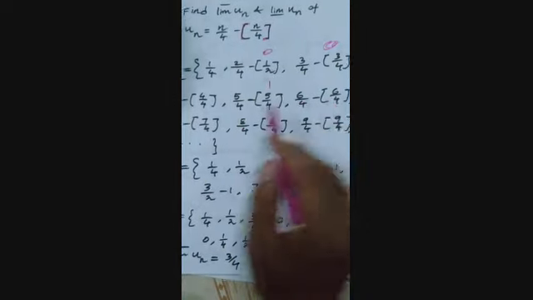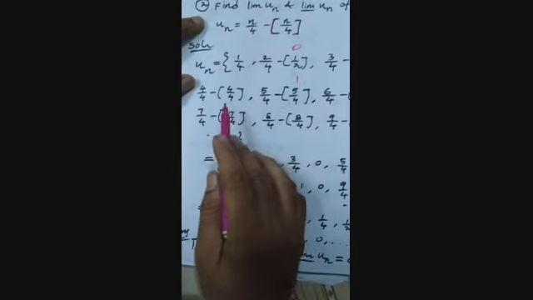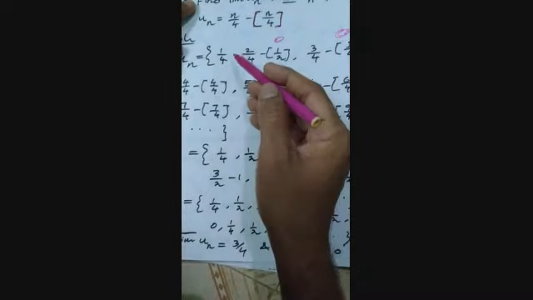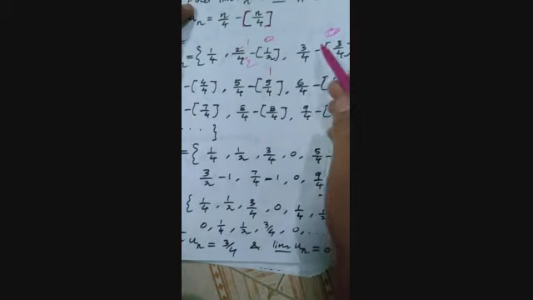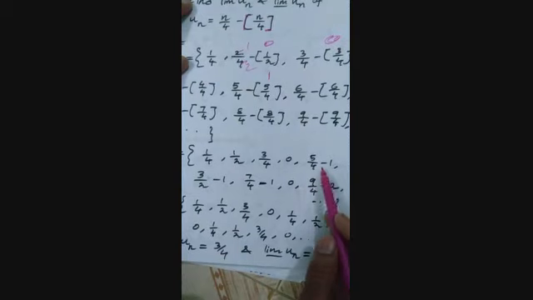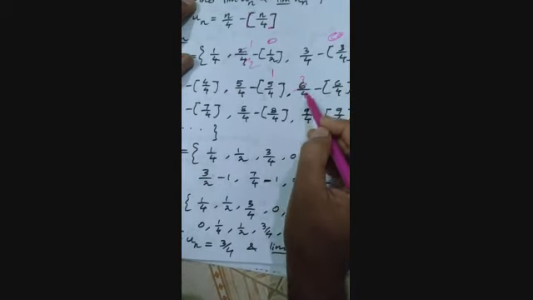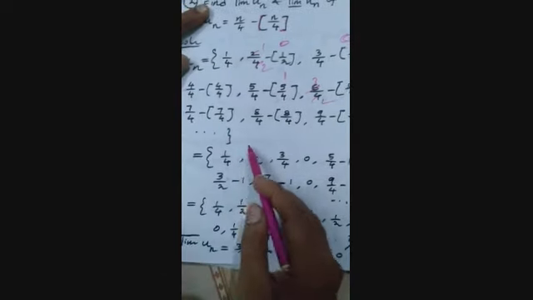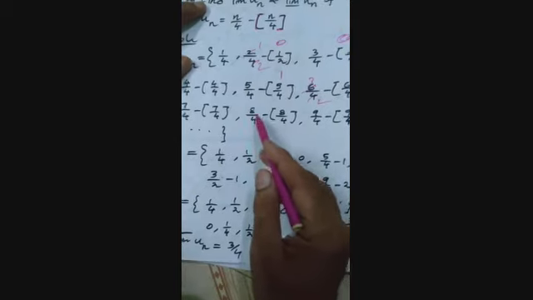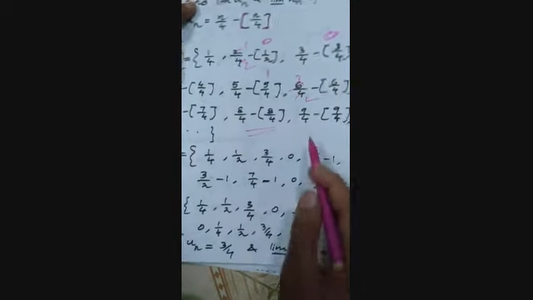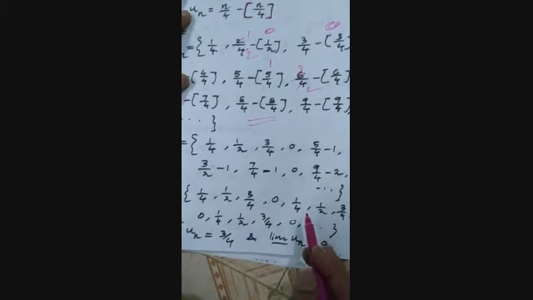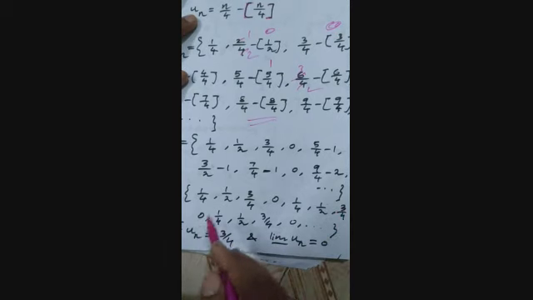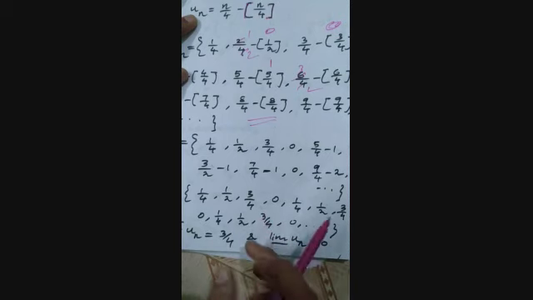Next, give 6, 7, 8, like this. We are getting terms like this. After simplifying: 1 by 4, then 1 by 2, then 3 by 4, next 0, 5 by 4 minus 1, which gives 1 by 4, then 3 by 2 minus 1, next 7 by 4 minus 1, then this becomes 0, and so on. So finally what we are getting is 1 by 4, 1 by 2, 3 by 4, 0, then again 1 by 4, 1 by 2, 3 by 4, 0, repeating. That's all.